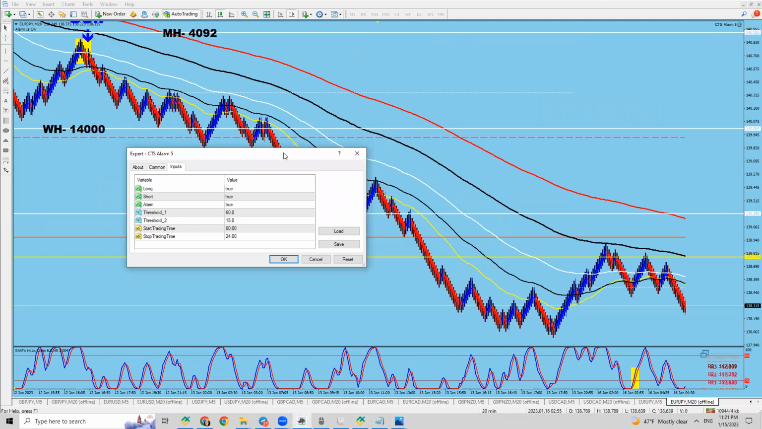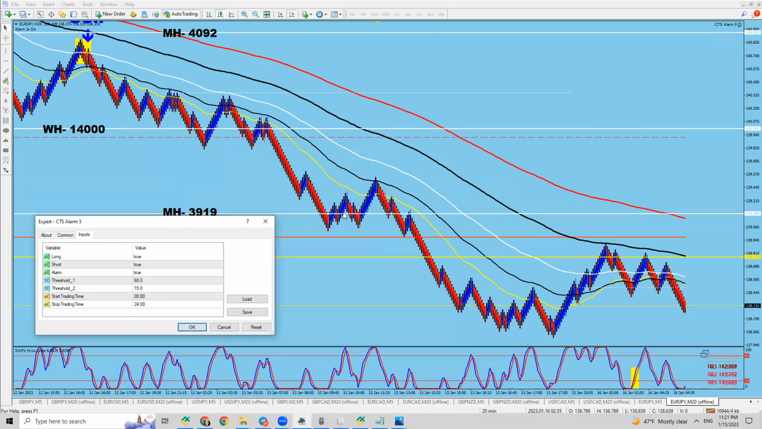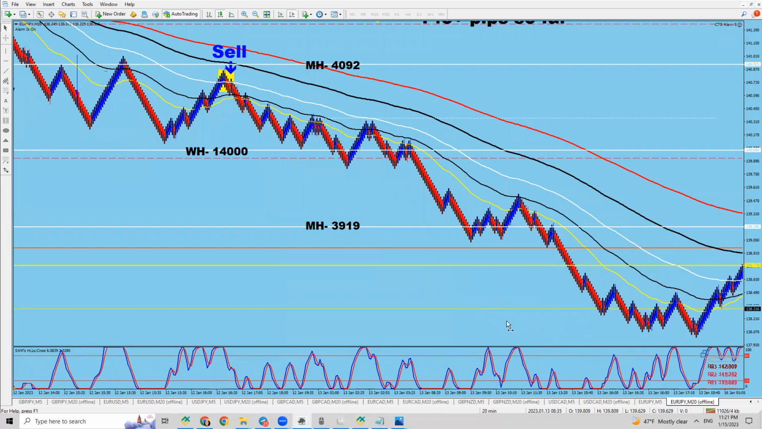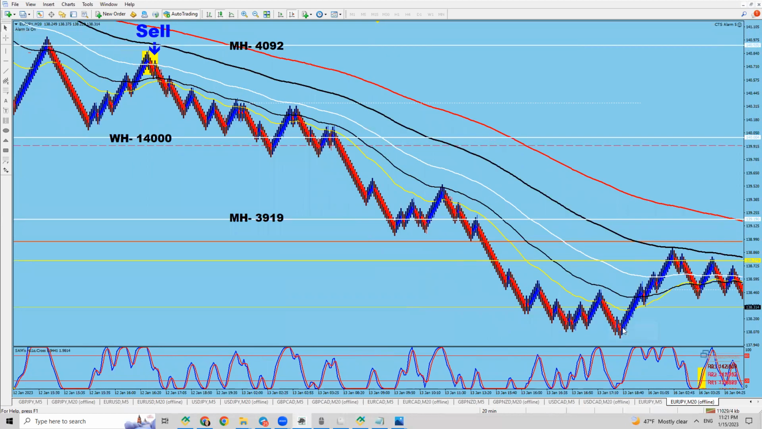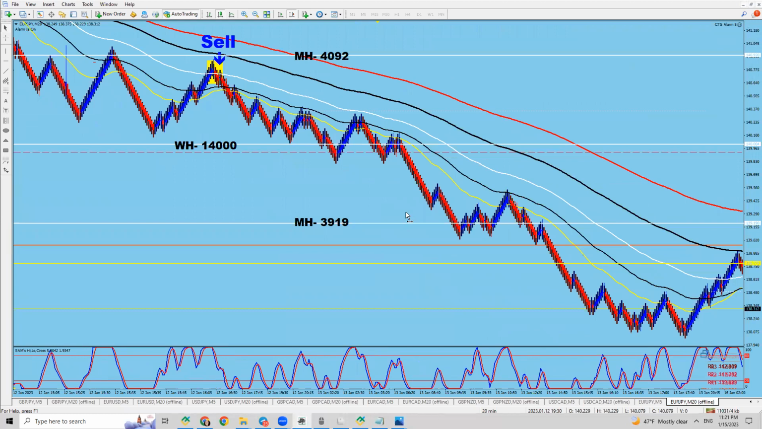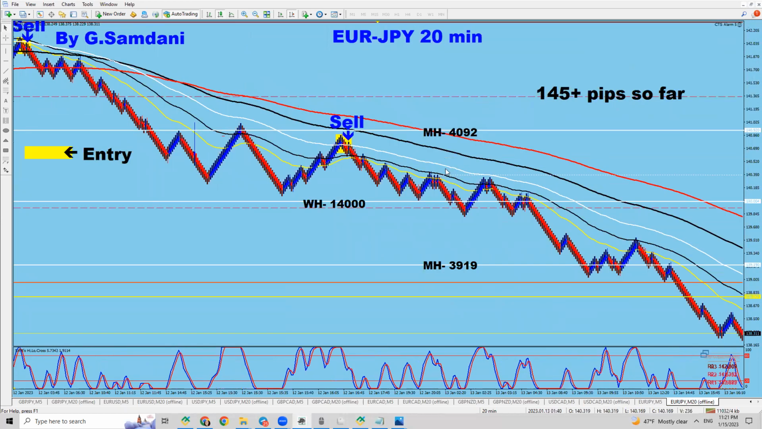My entry was right there, and I closed my trade right here. That was 145 pips from here to here, even though it went down a lot more than that, right? But what do I care? It can go 1,000 pips more that day. It's the same day, you know. For a day, I had a couple more entries, and this one is 145 pips. How much more do I want, right?